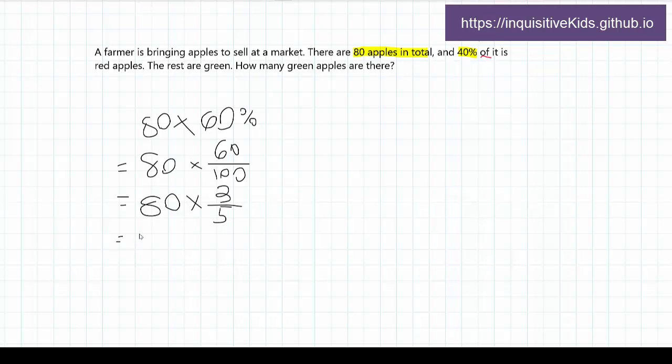You know what is 80 times 3/5, right? It is the same as 240 over 5, which is 48. There are 48 green apples.